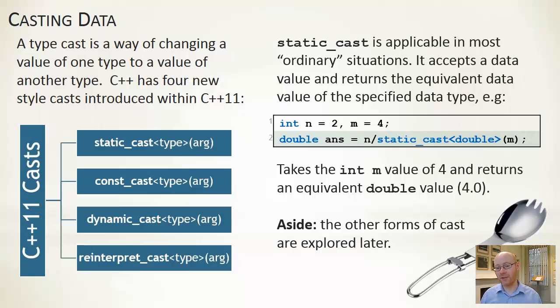So if we had, you see the example down here, two ints, 2 and 4, and a double on the other side, answer is n divided by m. Now we want to avoid using integer arithmetic on the right hand side, so we cast one of the values up to a double, which will implicitly then cast the other one and then give us the correct answer on the other side. And you can see an example there of how it's achieved.